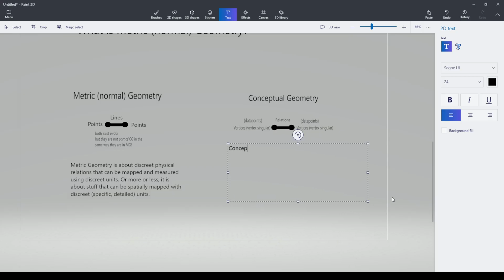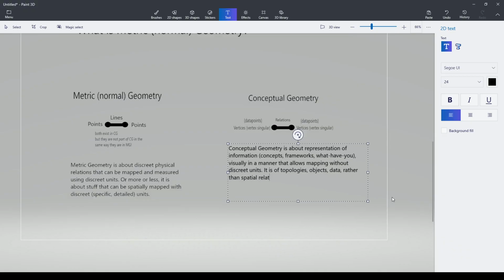Whereas conceptual geometry is about representation of information, concepts, frameworks, what have you, visually, in a manner that allows mapping without discrete units. It is of topologies, objects, data, rather than spatial relations.